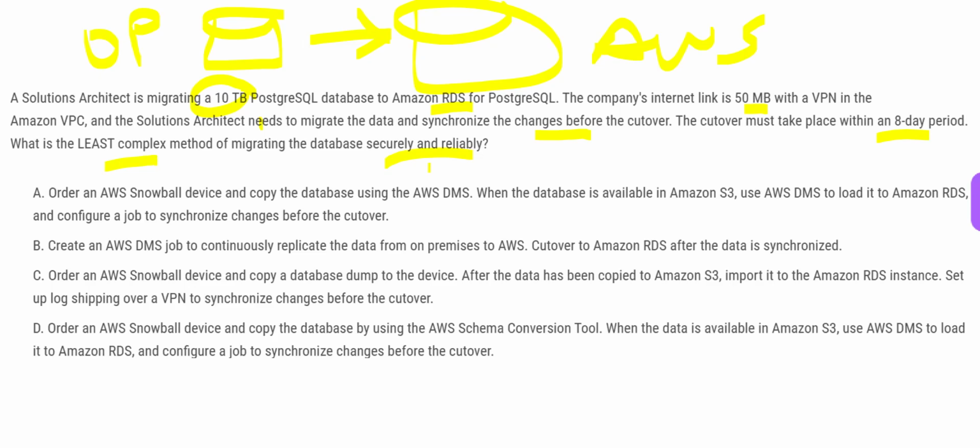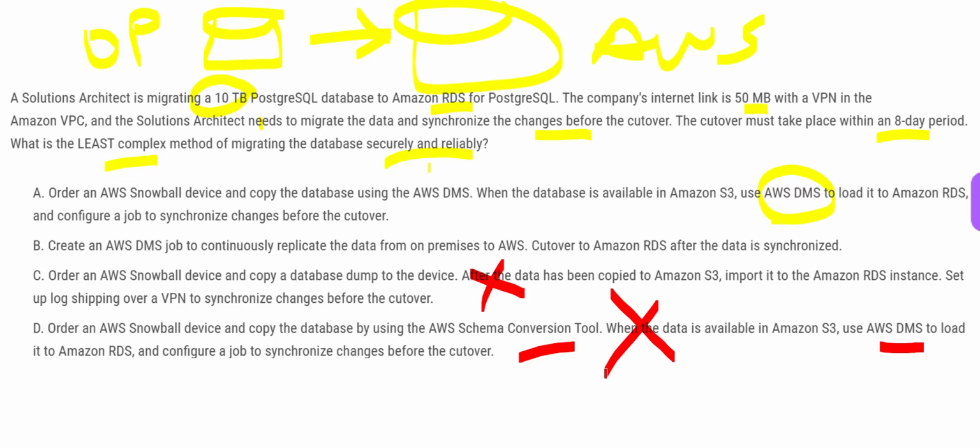Whenever you want to migrate data, always remember there is a service called AWS DMS. Whichever option has this service, we have to use it. Option C does not use it, so Option C is wrong. Now let us look at option D. Option D says you will copy the database using schema conversion. Schema conversion is just to migrate the schema and not the data. Then when the data is available in S3, use DMS to load. But DMS is used for migration, not just the load.